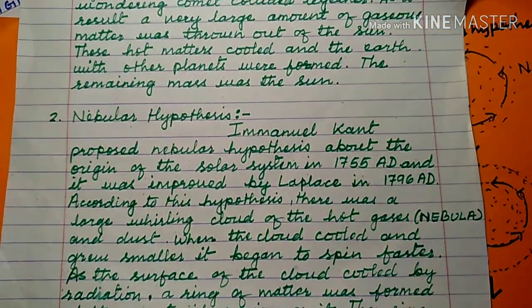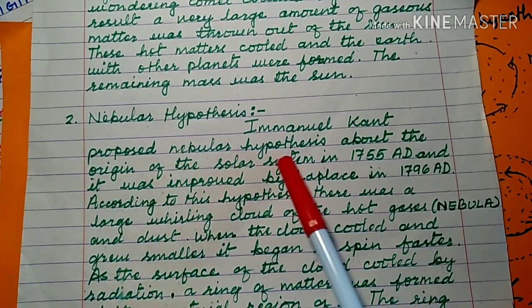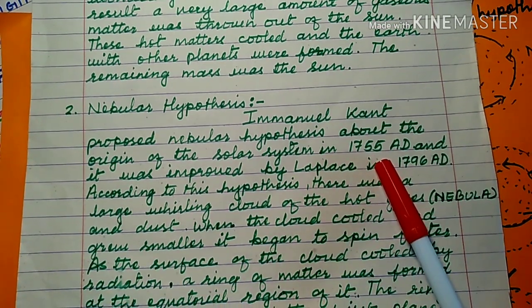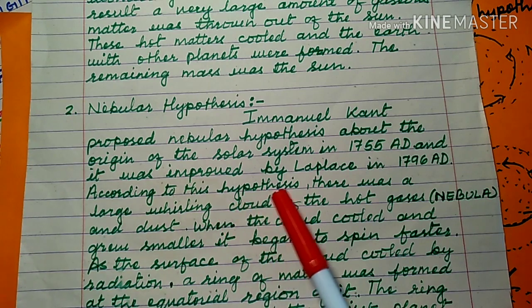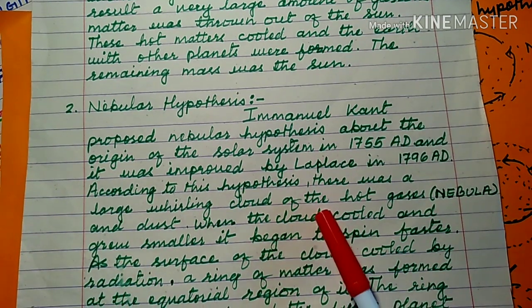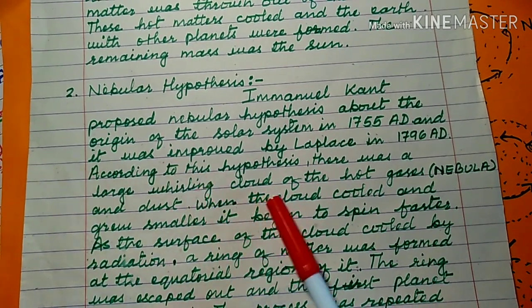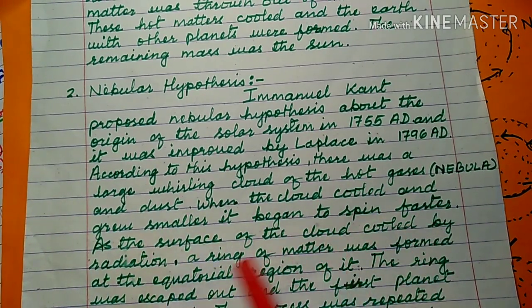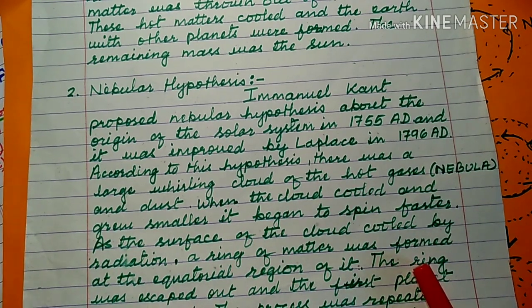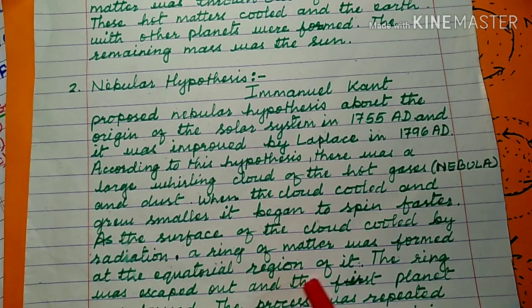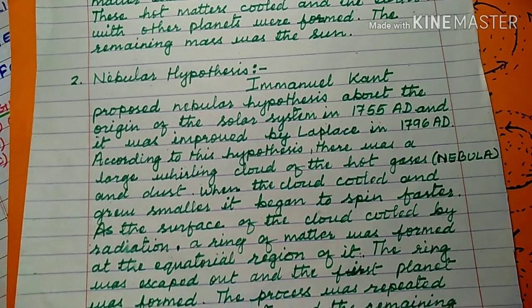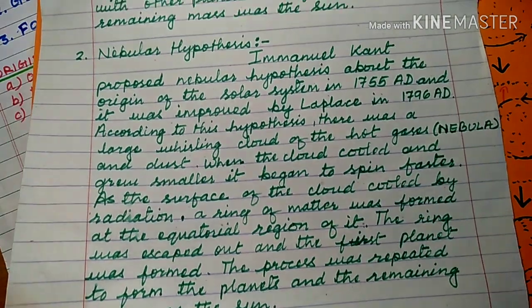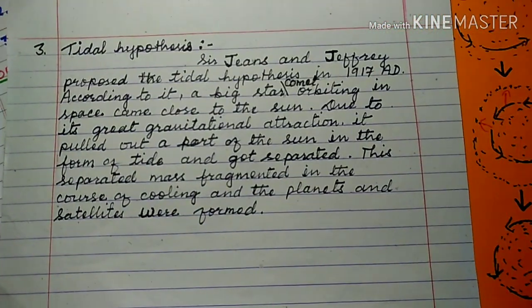Nebular hypothesis, number 2. Immanuel Kant proposed the nebular hypothesis about the origin of the solar system in 1755 AD, and it was improved by Laplace in 1796 AD. According to this hypothesis, there was a large whirling, rotating cloud of hot gases, nebula, and dust. When the cloud cooled and grew smaller, it began to spin faster. As the surface of the cloud cooled by radiation, a ring of matter was formed at the equatorial region of it. The ring escaped out and the first planet was formed. The process was repeated to form the planets, and the remaining mass was the sun. So you can write it this way. Okay, this is the note.